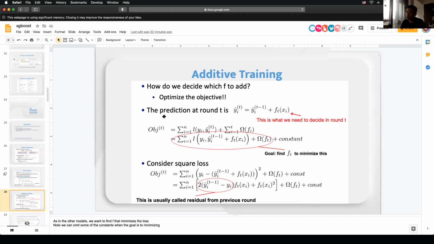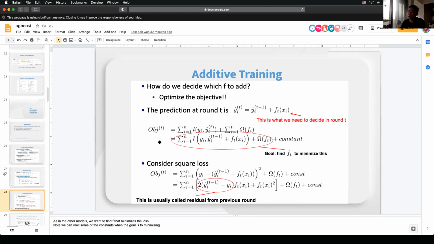So we already know at round t, the prediction is defined in this way: the previous result plus the current round. This is a new tree that we propose at this step. And then going forward, the objective, if you still remember, is defined by the loss plus the regularization. We want to expand this loss a little bit, to count the previous round and the current round, and to know what's the gain of constructing this new tree.